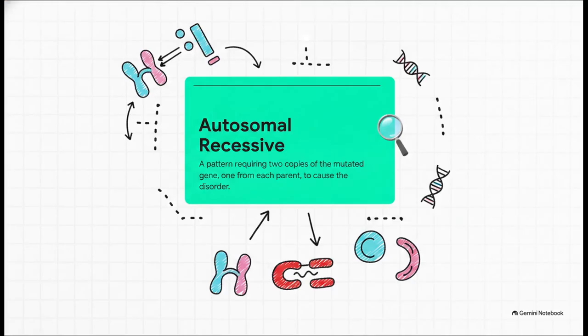On the flip side, we have autosomal recessive inheritance. Again, it's on a non-sex chromosome, but recessive means you have to inherit two copies of the mutated gene, one from mom and one from dad, to actually have the disorder. If you only have one mutated copy and one working copy, you don't have the disease. You are what we call a carrier. A classic example of an autosomal recessive genetic disorder is sickle cell anemia.